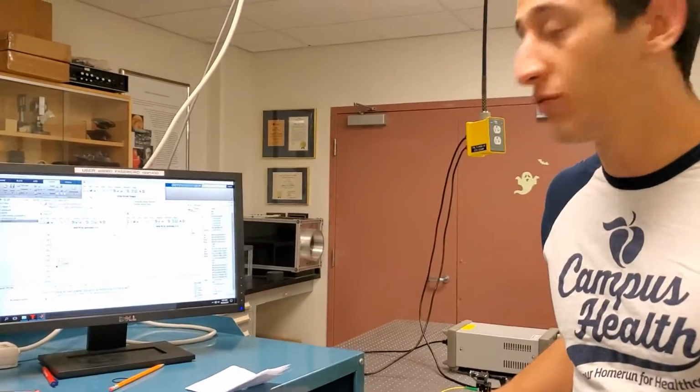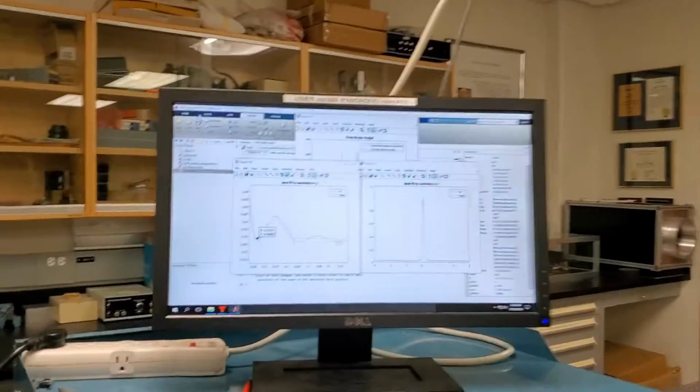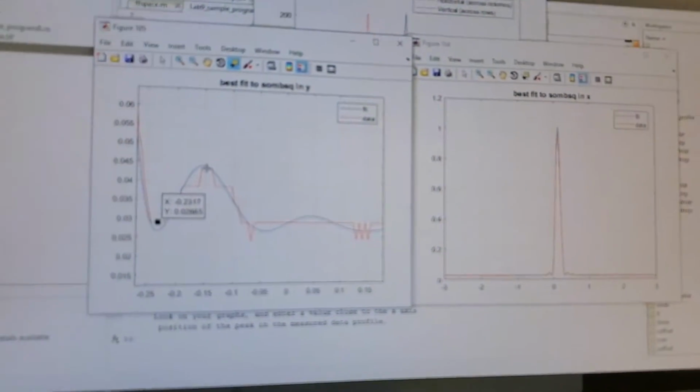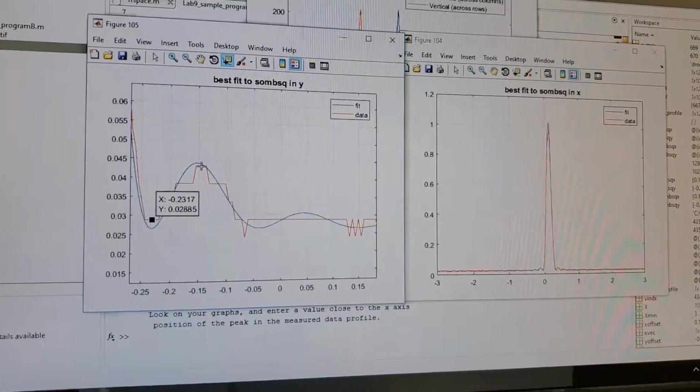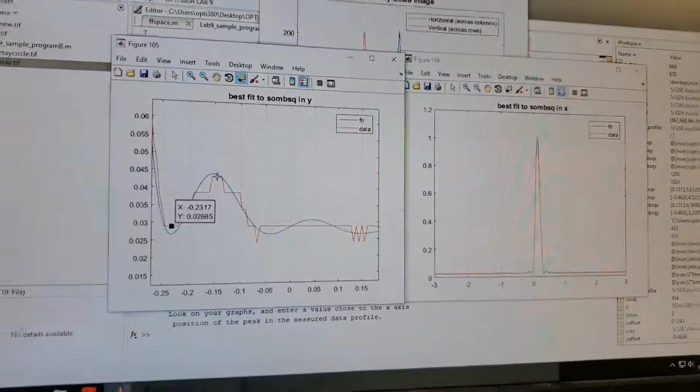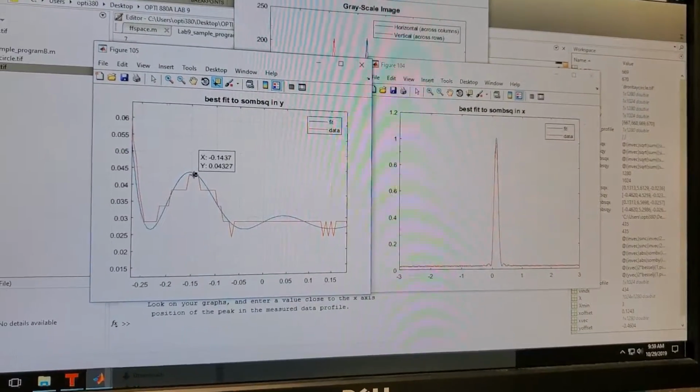Here in the sum squared fit, we expect the value of the maxima to be 0.015, and that's what we got here.